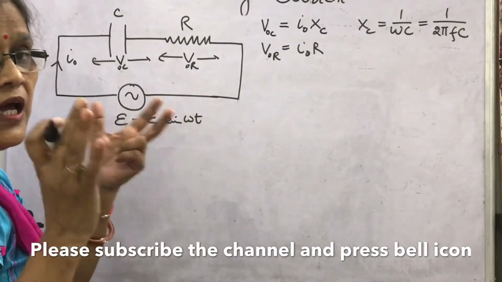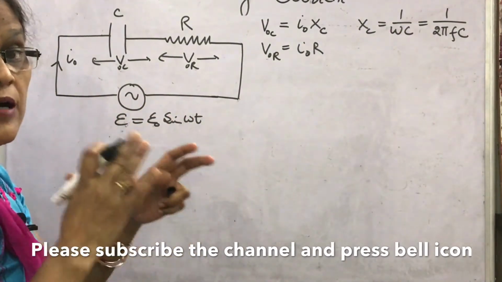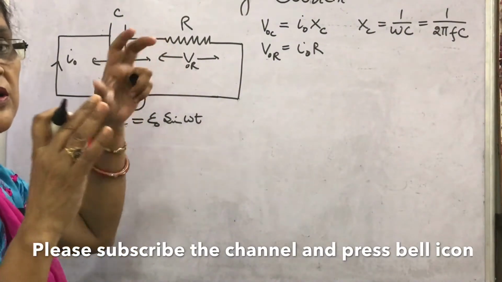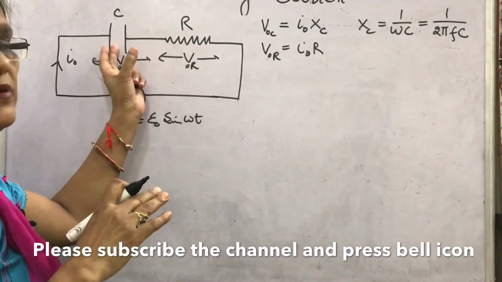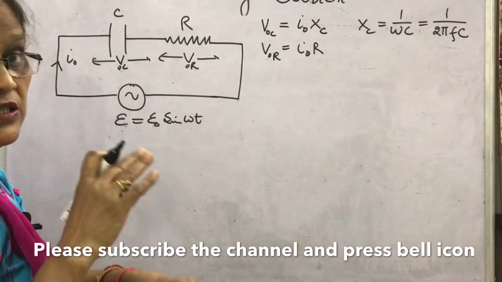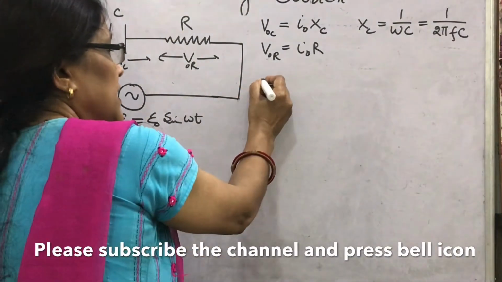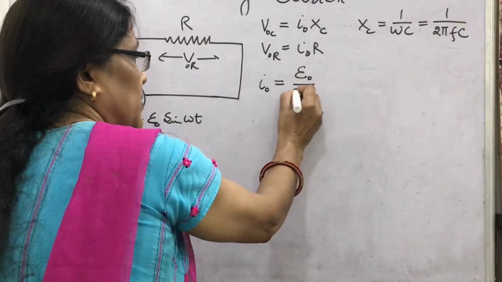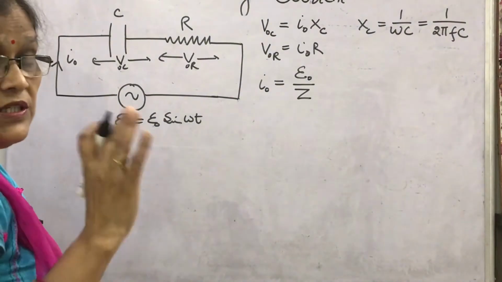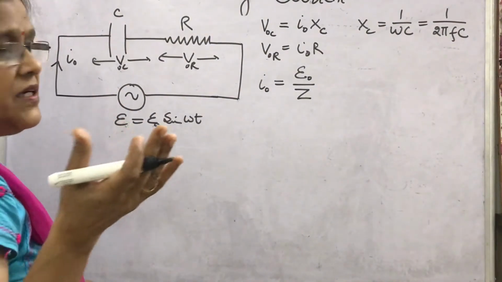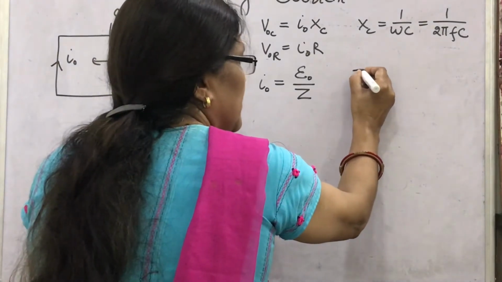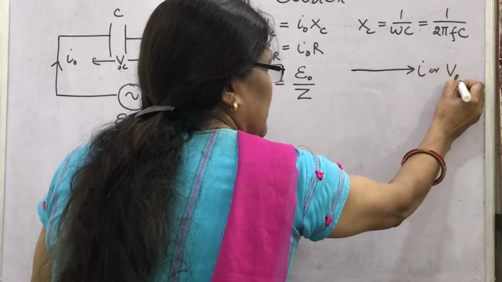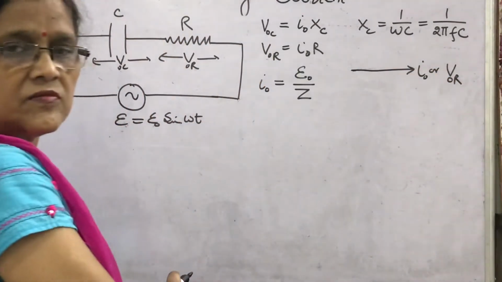Then again, with the help of a phasor diagram, what will be the combined hindrance? The combined hindrance, or net opposition created by both these circuit elements, the capacitor and resistance, is called impedance, and the current here will be given by I naught equals E naught upon Z. What is this Z? We will find it with the help of a phasor diagram. If you draw the phasor diagram for current I, or for V naught R, this will be the vector.